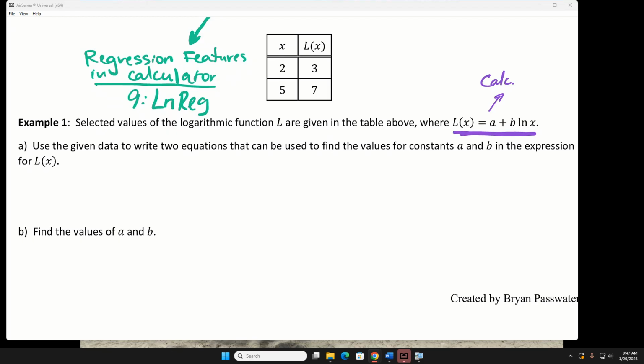Part A says to use the given data to write two equations that can be used for the constants a and b in the expression L of x. So that should sound extremely familiar. We've probably done 50 problems like this, maybe not that many. None of them have been natural log, but we've done these two equations so many times. And so if we're looking at this first point, and we're putting things in here, what am I going to put in for L of x? Which one of those is L of x? 3. And then a and b are a and b. And so for this first point, what am I going to put in for x? 2. Good.